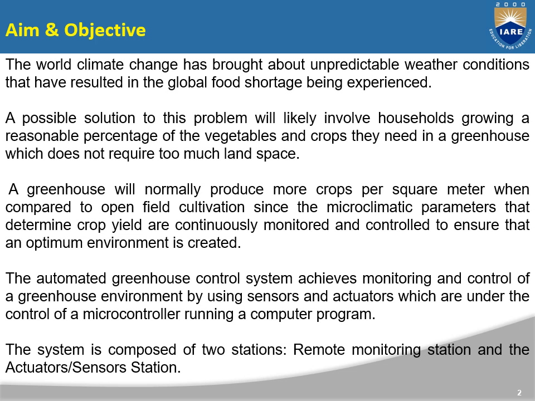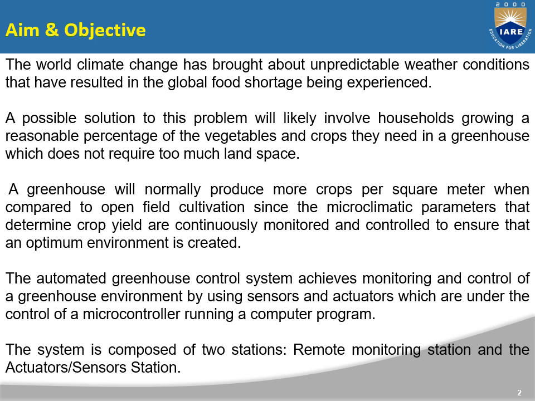The world climate change has brought about unpredictable weather conditions that have resulted in global food shortage, and a greenhouse will normally produce more crops per square meter when compared to an open field cultivation, since the microclimatic parameters that determine crop yield are continuously monitored and controlled to ensure that an optimum environment is created.